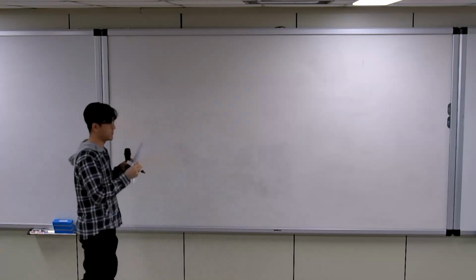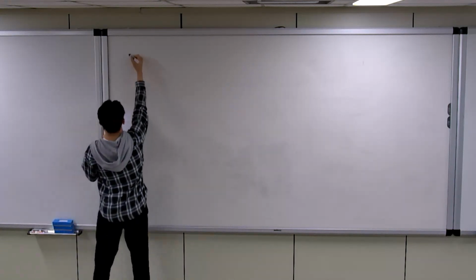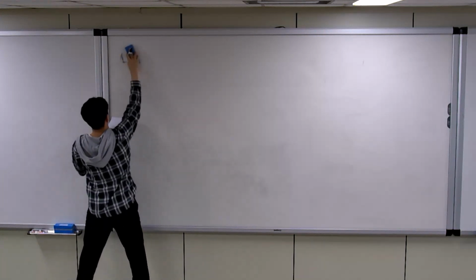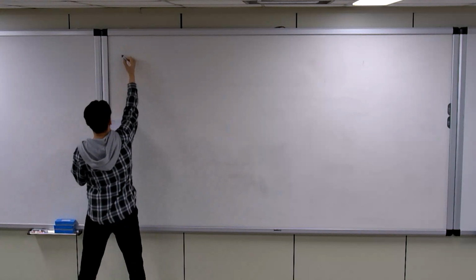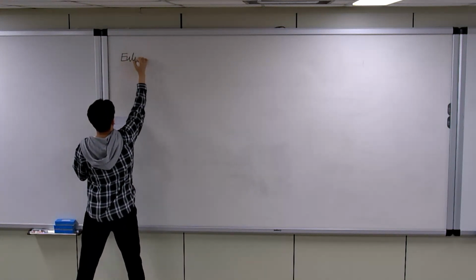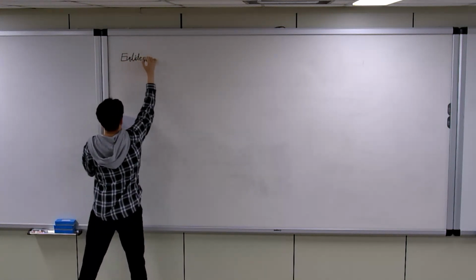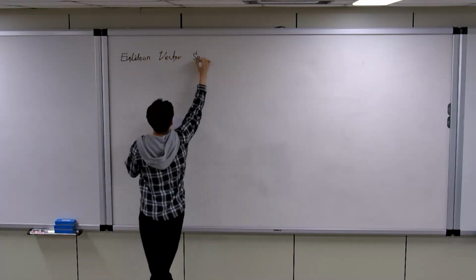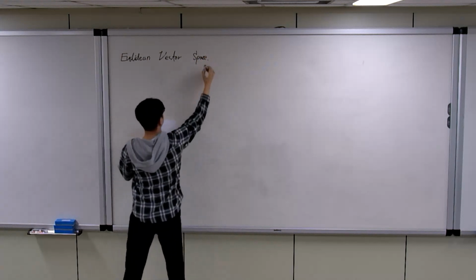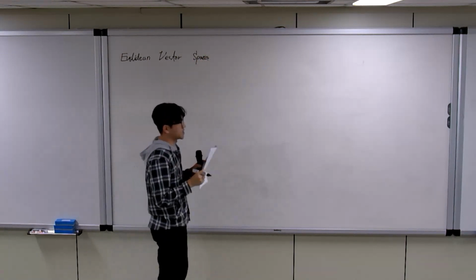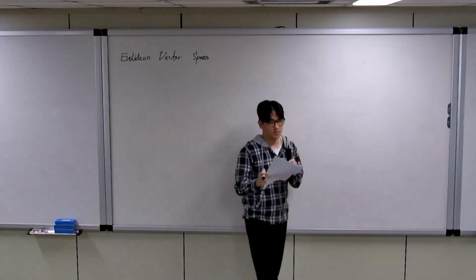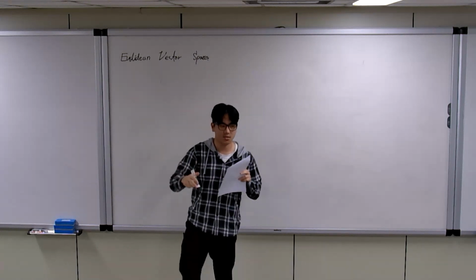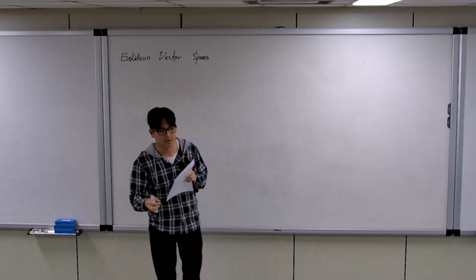Today's topic is vector space, and I will deal with Euclidean vector space. Mathematicians and scientists distinguish the vector and scalar.